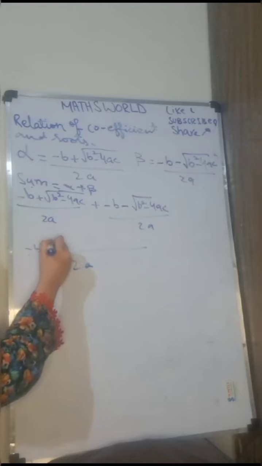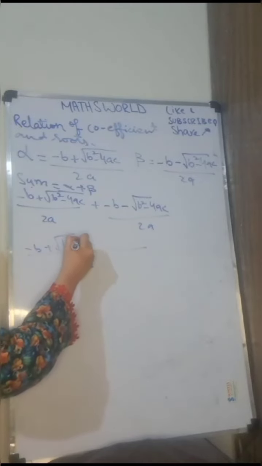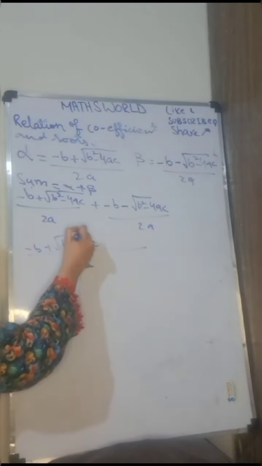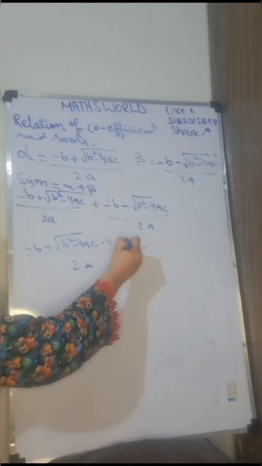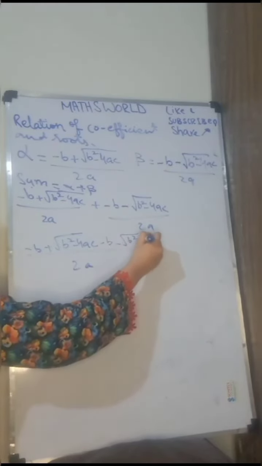So now we are going to take the LCM, and the LCM is 2a. 2a is the LCM. So minus b plus under root b square minus 4ac, then minus b minus under root b square minus 4ac. Like this you will write.